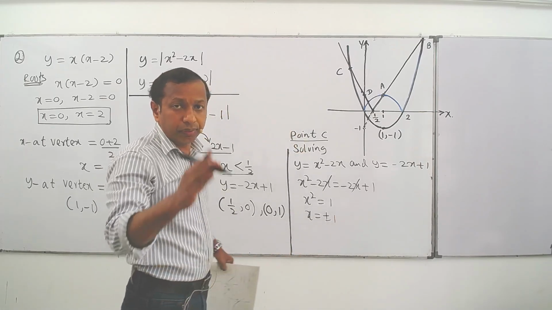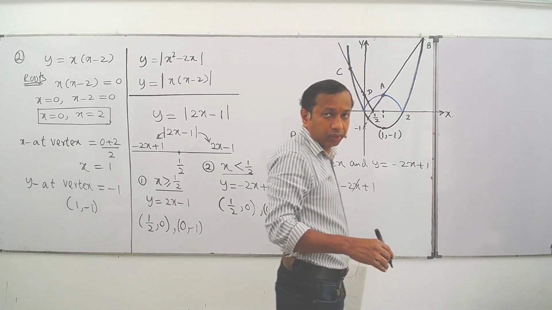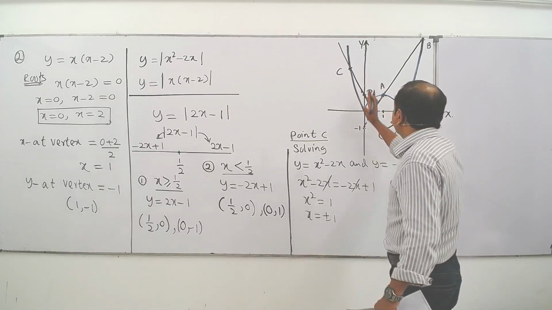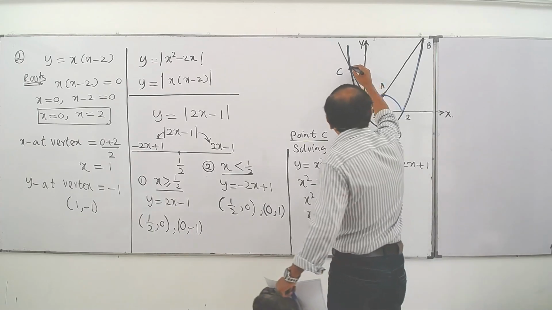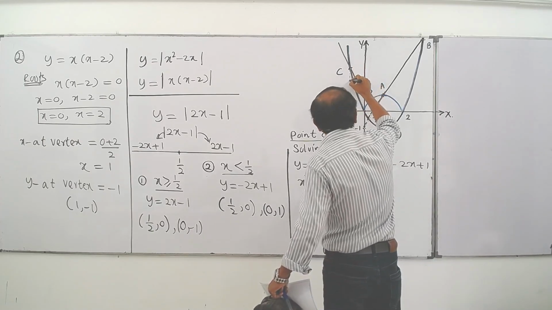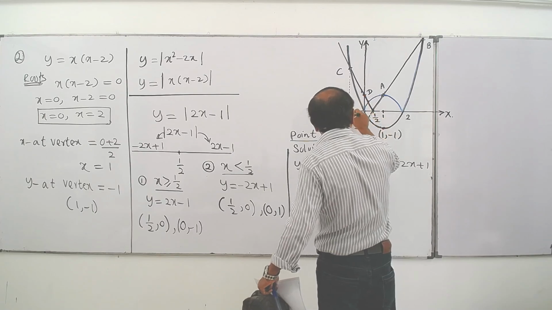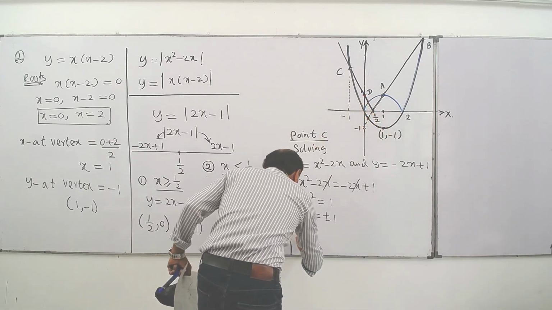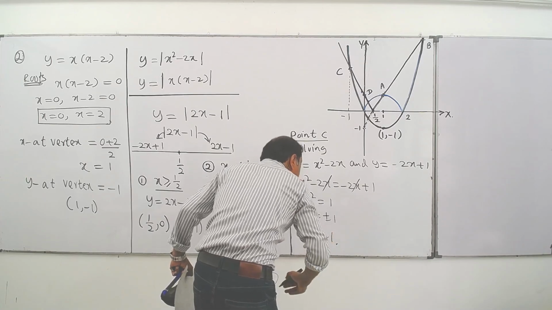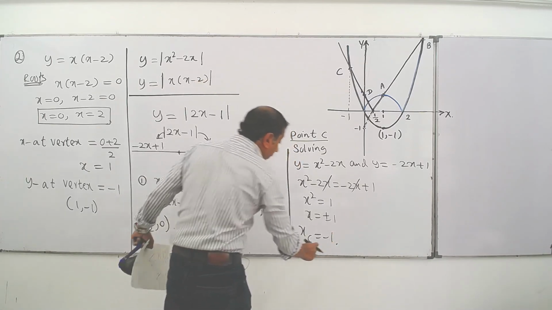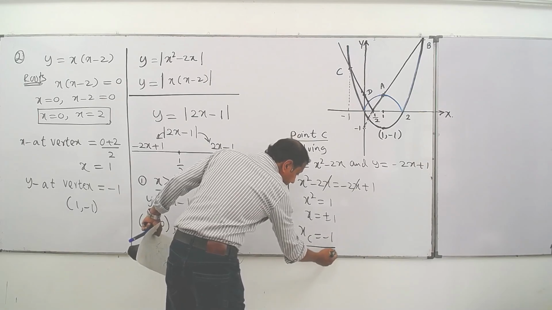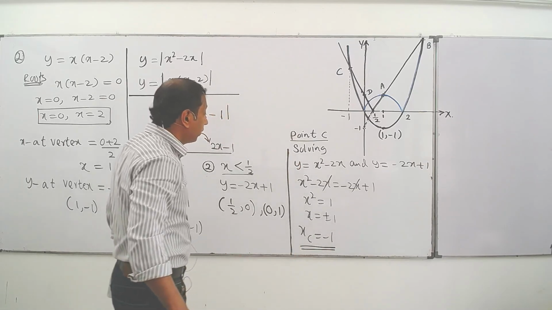So the x coordinate of the point C cannot be plus 1 because it is on the left of the y-axis, no? So therefore it is negative 1. Out of these two, we have to take the minus sign. Therefore, xc is minus 1. Right. This is how we get the x coordinate of C. Right.